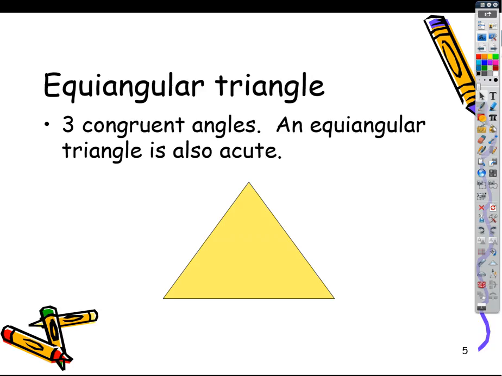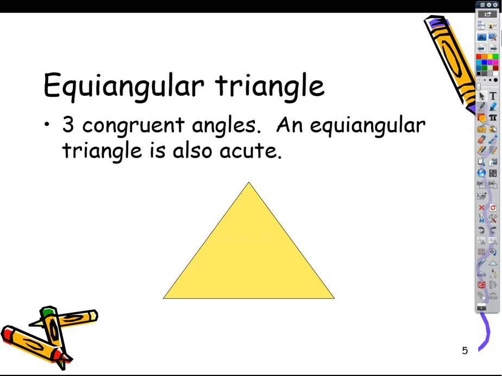60. How'd you get it? Putting you on the spot. Lori? Yeah, 180 divided by 3. We know they all add up to 180, and divided by 3 because they're all the same, you get 60. Right? So there's only one possibility there.